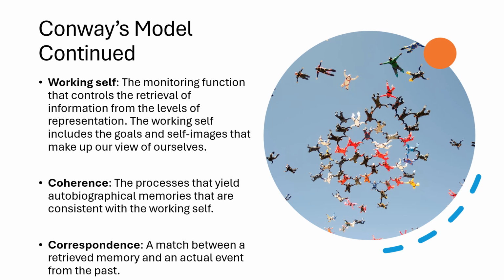So again, one of the characteristics, right, of autobiographical memory is the process of re-experiencing an event, right? So actually watching yourself experience the event again, which is where that component of episodic memory comes in.